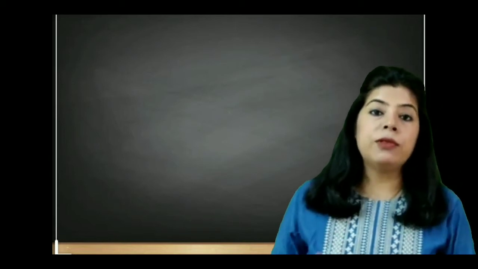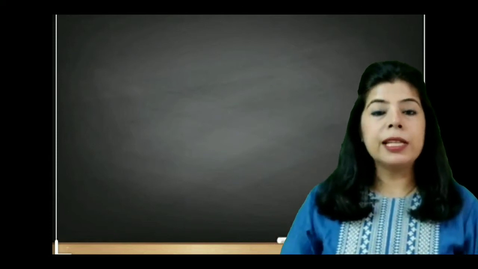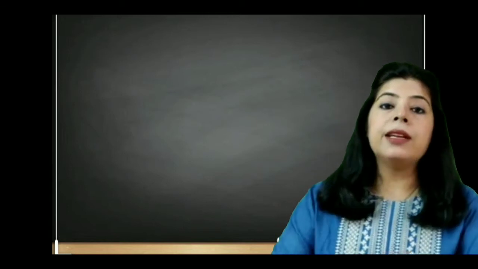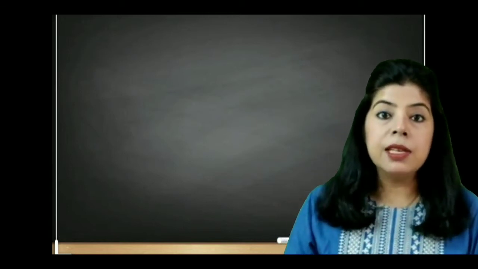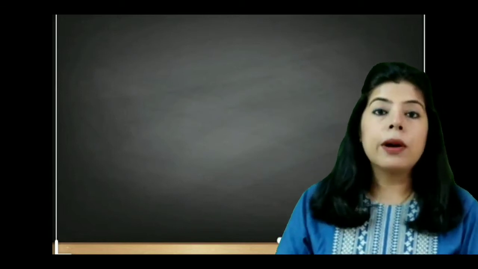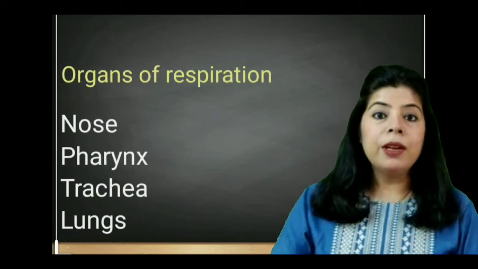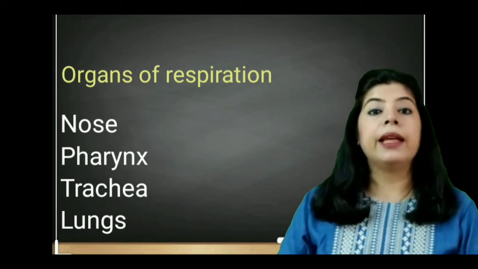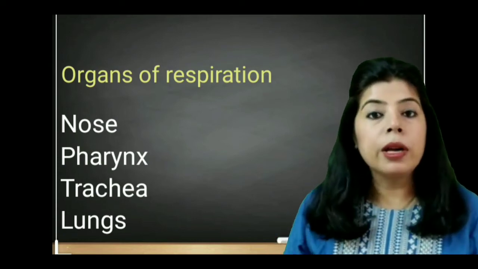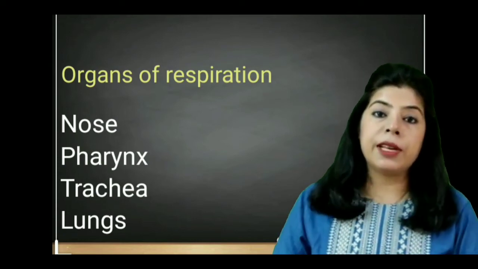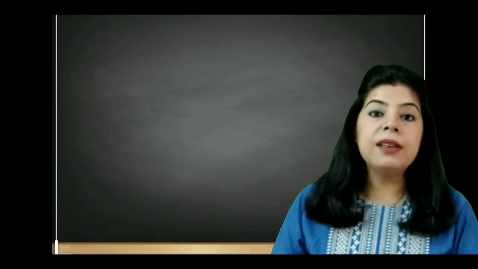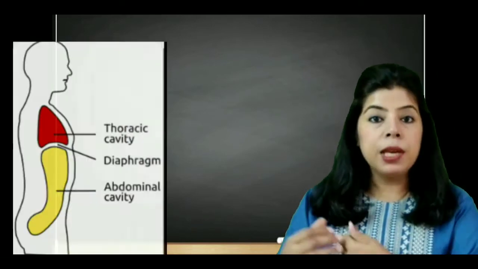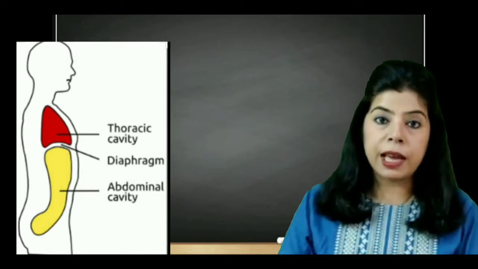So let's move ahead with respiration in human beings. In humans, the entire respiratory system consists of the nose, then the pharynx, then the trachea, and then the lungs. These are the organs present in the respiratory system of human beings. All these organs are present in the chest cavity, as you see in the picture.